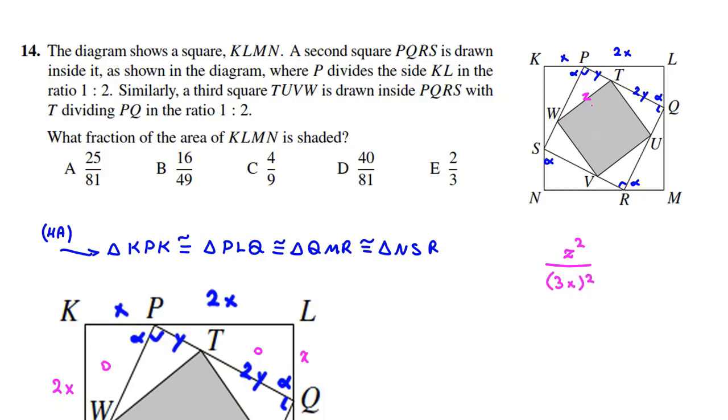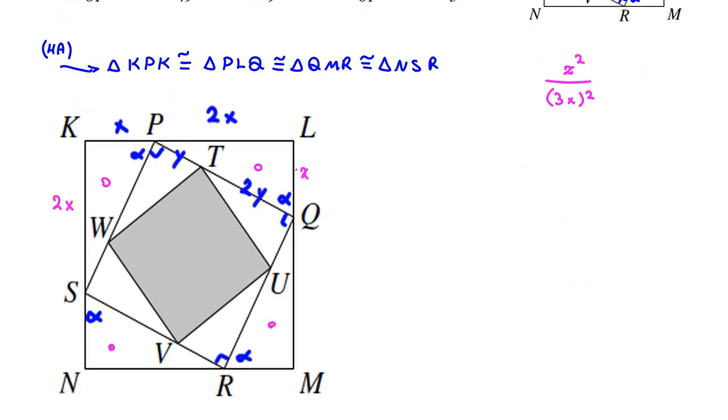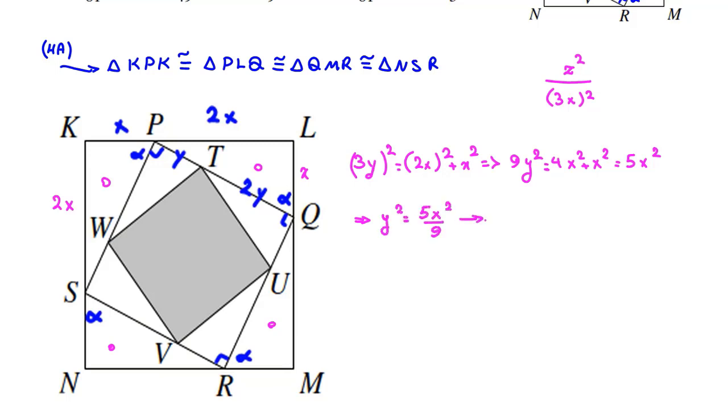At first, we should find y in terms of x, then z in terms of y, and z in terms of x. Okay, so here, as you can see, 2x and x, if we write the Pythagorean theorem, we can say 3y squared equals 2x squared plus x squared. So 9y squared is 4x squared plus x squared, equals 5x squared. And then we can find y in terms of x. So y squared equals 5x squared over 9. If you take the square root, y equals x root 5 over 3.